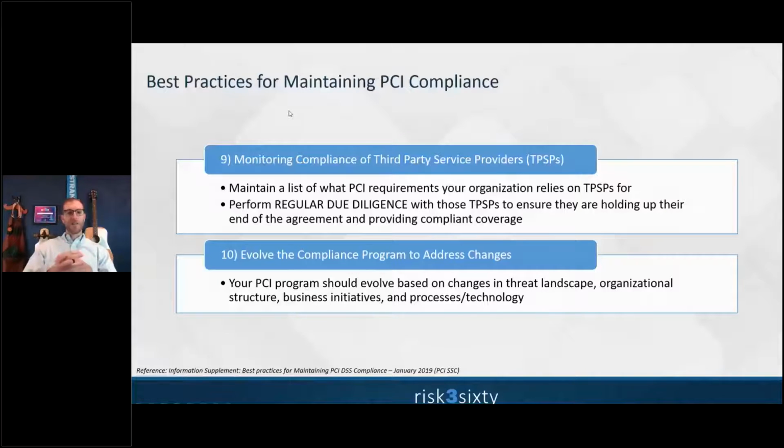Number 9 is monitoring the compliance of your third-party service providers. I will call these TPSPs, but that's what we're talking about. So number 1, and PCI requires this, but really for the sake of your own sanity, maintain a list of what PCI requirements you are relying on your service providers to be compliant for. AWS and Azure are going to cover a decent amount, but that's a good list to maintain, because it's going to help you figure out where you actually have responsibility. And 2, it's going to help you figure out, when you do your due diligence process, what you actually need to assess them against and what you need to be looking for.